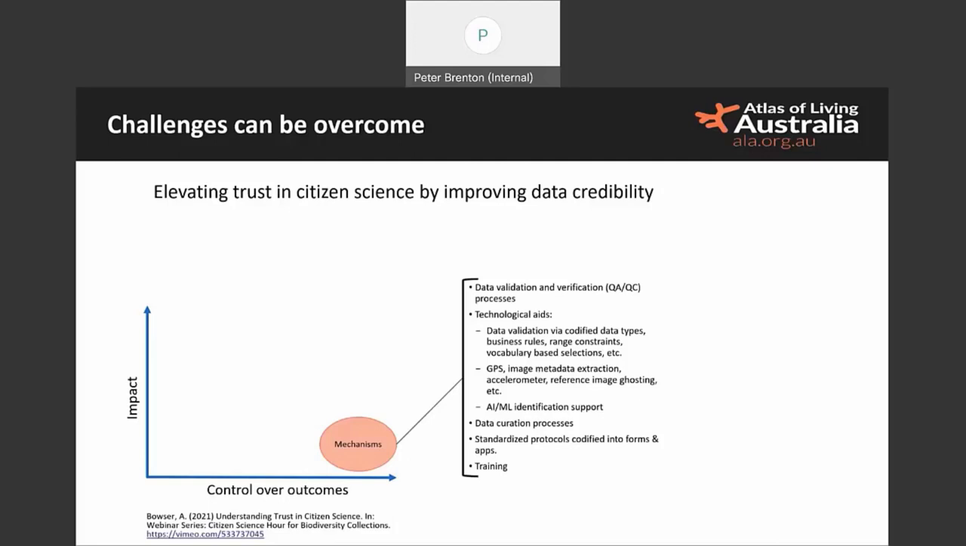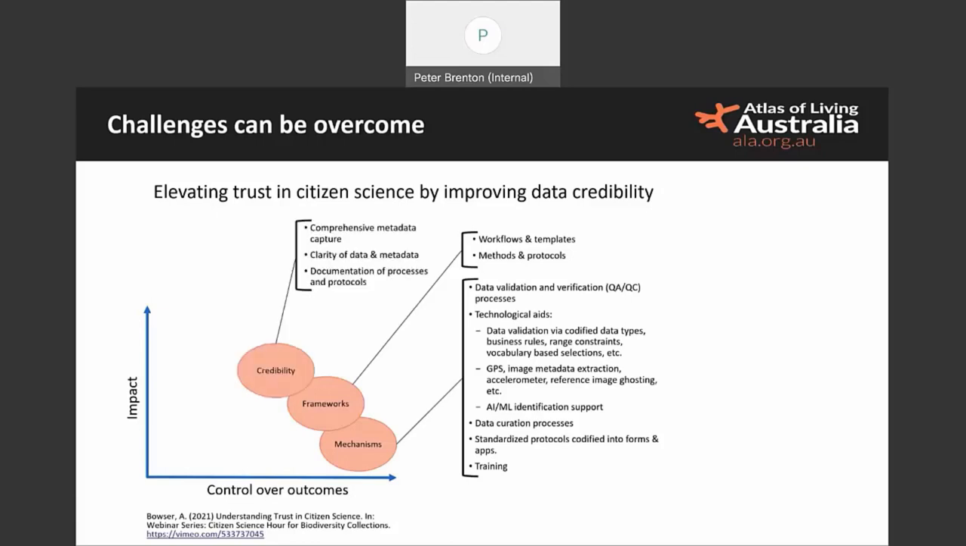Things like GPS coordinates, using devices to capture GPS coordinates accurately, and using image metadata extraction and pre-populating attributes from that. There's lots of things that you can do at the technology level, whether training programs are in place, what sort of workflows and templates and methods and protocols are applied. So these are frameworks that apply for collecting data. Obviously, we've spoken about credibility and metadata, and also there's human dimensions in there as well around contributor recognition and attribution and licensing and so on.